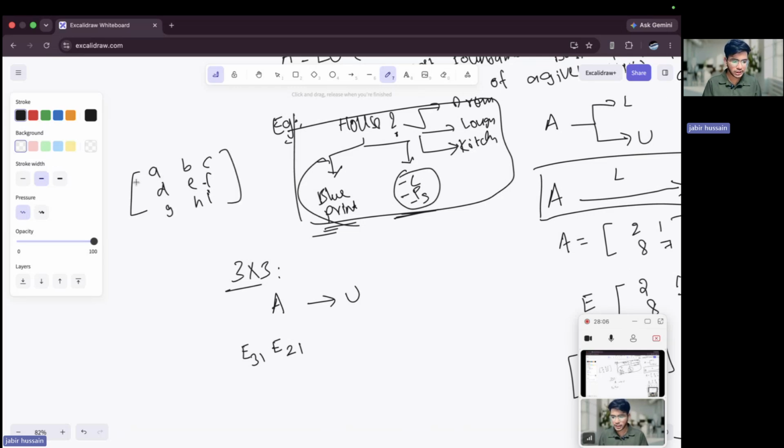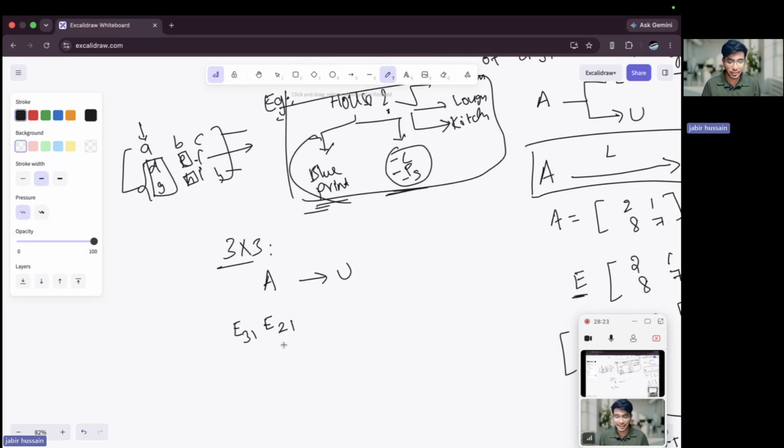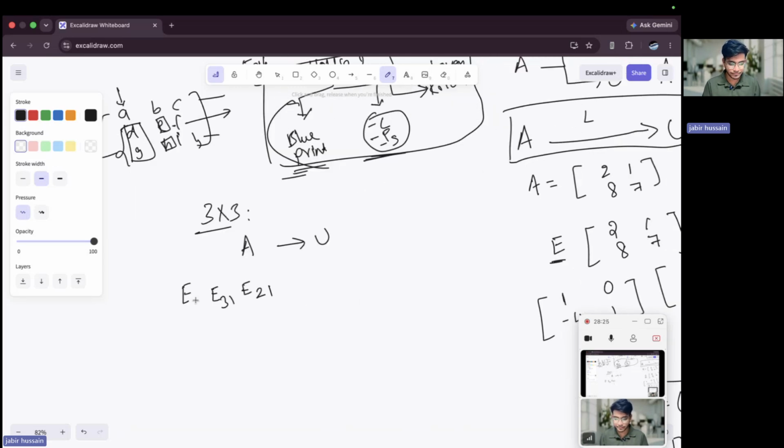Now the thing is, I'll take row 1 and I will perform on this, because if this is the pivot, then I want all the elements under it to be 0. So here I'm writing that in mathematical form. After that, E32. Now I'm multiplying with A, and it will give me U.